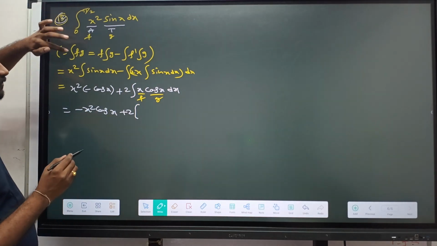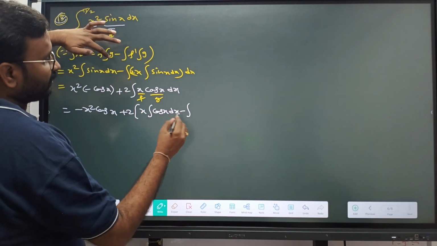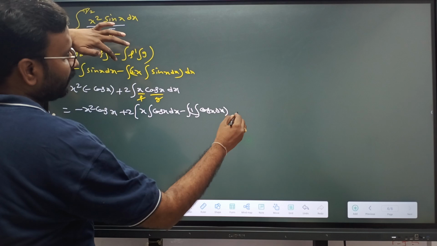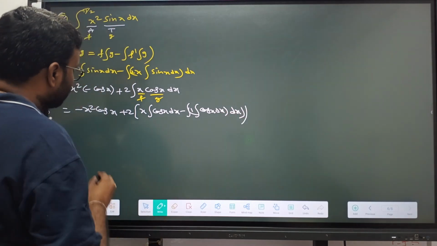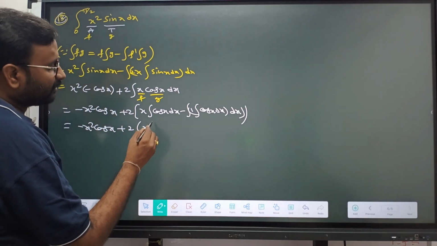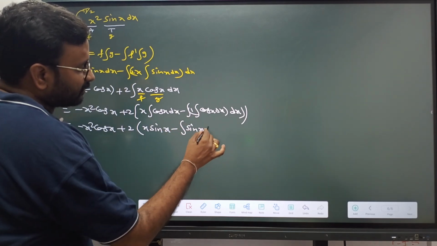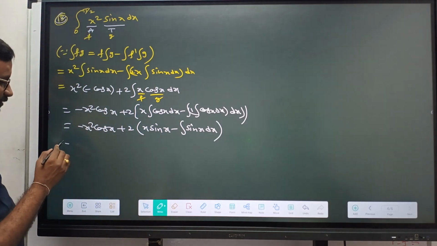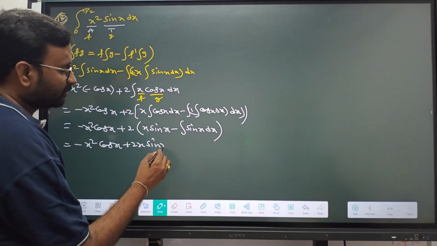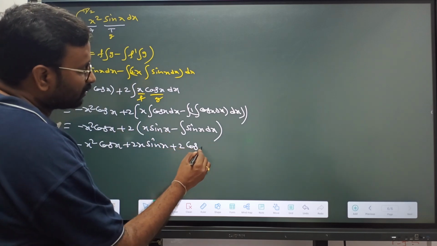Again apply by parts formula. First f of x, x, integral g of x, cos x dx, minus integral f dash of x, derivative 1, integral g of x, cos x dx, into whole dx. Okay? Now which is minus x square cos x plus 2 into x integral cos x, sin x, minus integral 1 only, integral cos x, sin x into dx. What is integral sin x? Minus cos x. So minus x square cos x plus 2x sin x, and integral sin x will be minus cos x, minus into minus is plus, only 2 cos x plus c.